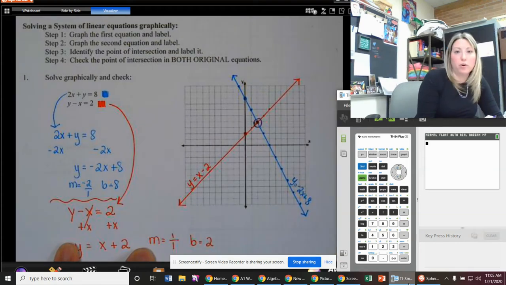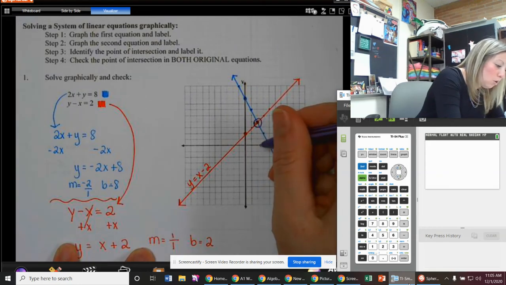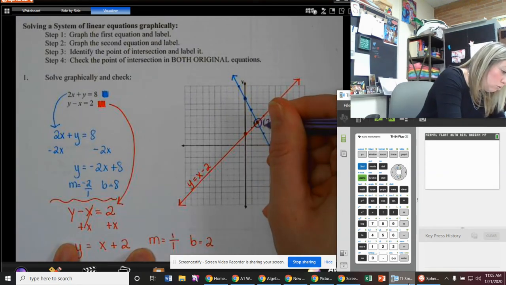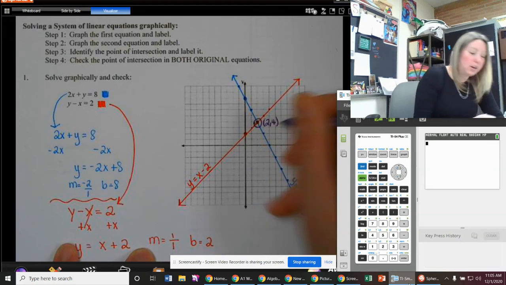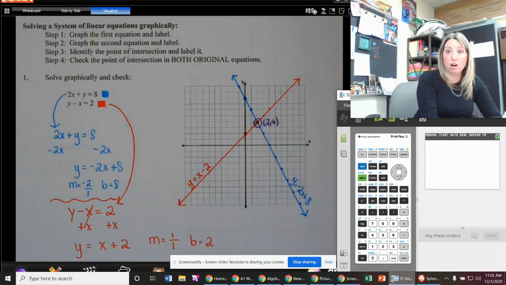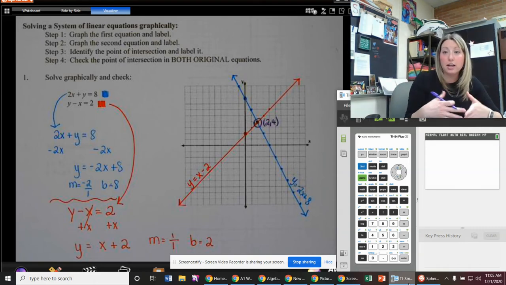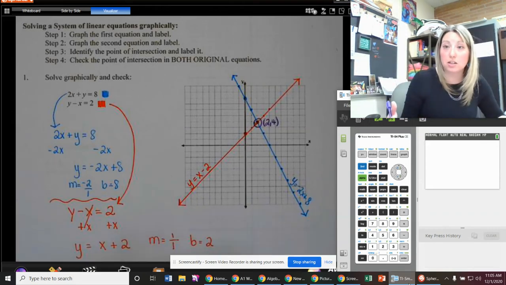This intersection point is shared by both lines. So this needs to be circled and labeled 1, 2, 1, 2, 3, 4. So 2, 4 is the answer because it is shared by both lines. You need to circle it and label it. Circling it indicates to me that you know that's the answer. Labeling it indicates to me that you know what the x and y coordinates of the answer are.